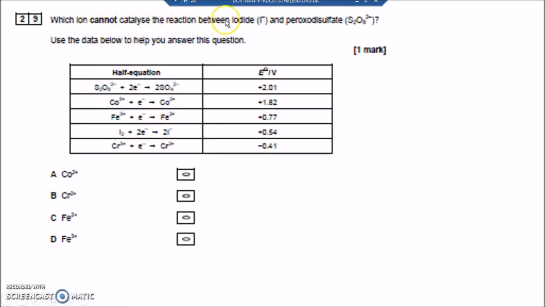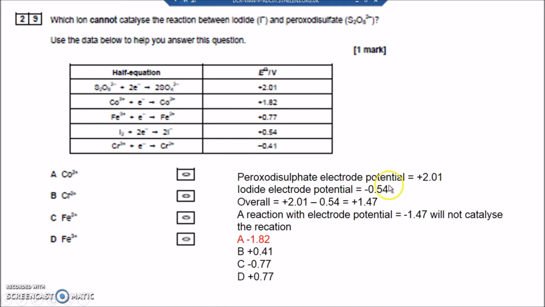Which ion cannot catalyse the reaction between iodide and peroxodisulfate? So let's have a look where iodide is here. It's been made in this reaction with an electrode potential of +0.54. So if it was a reactant, it would start here and make iodine and 2e-. And if it were going in the other direction, it would be -0.54. My peroxodisulfate is going in the right direction. Here it is as a reactant, making 2SO4 2-. That's +2.01. So I'm going to add these two together, +2.01 - 0.54, so the electrode potential for this reaction between the two is +1.47.